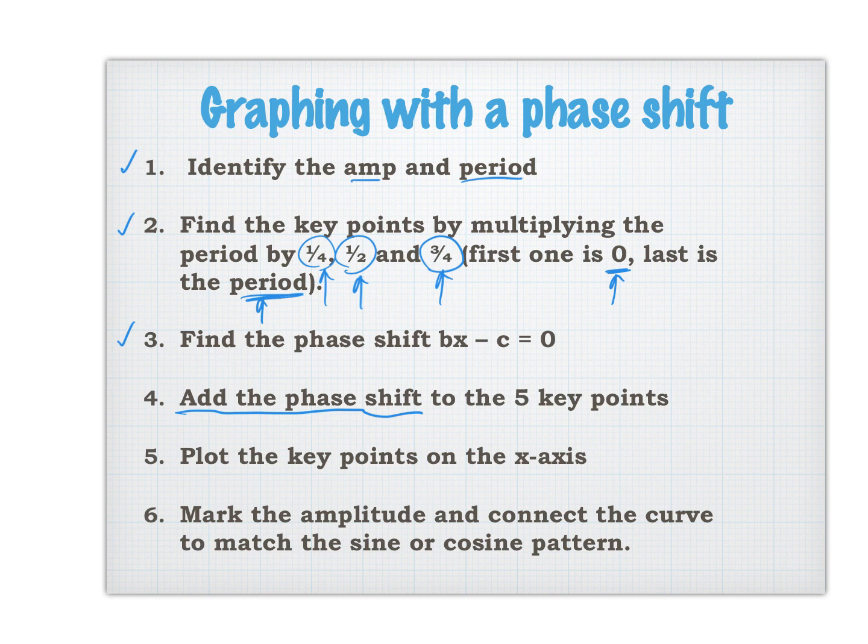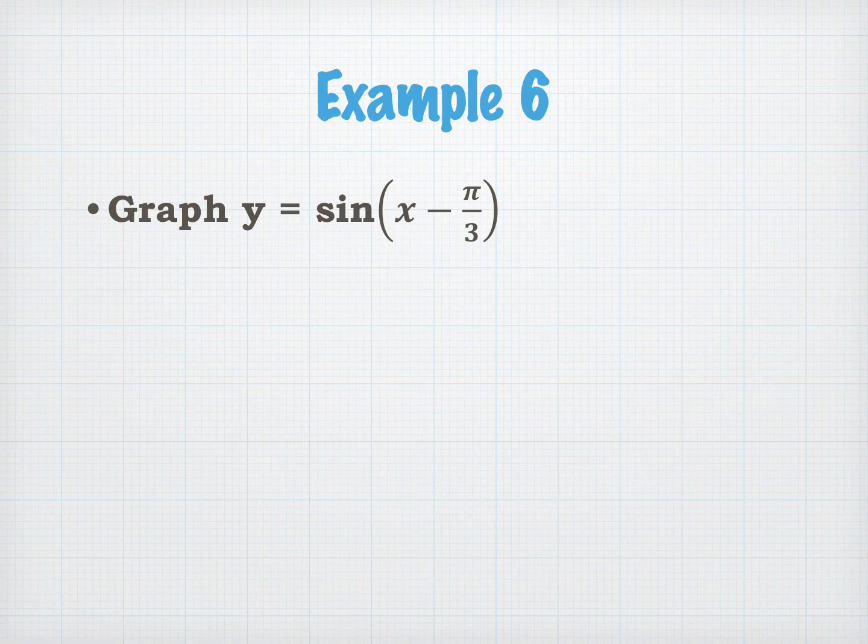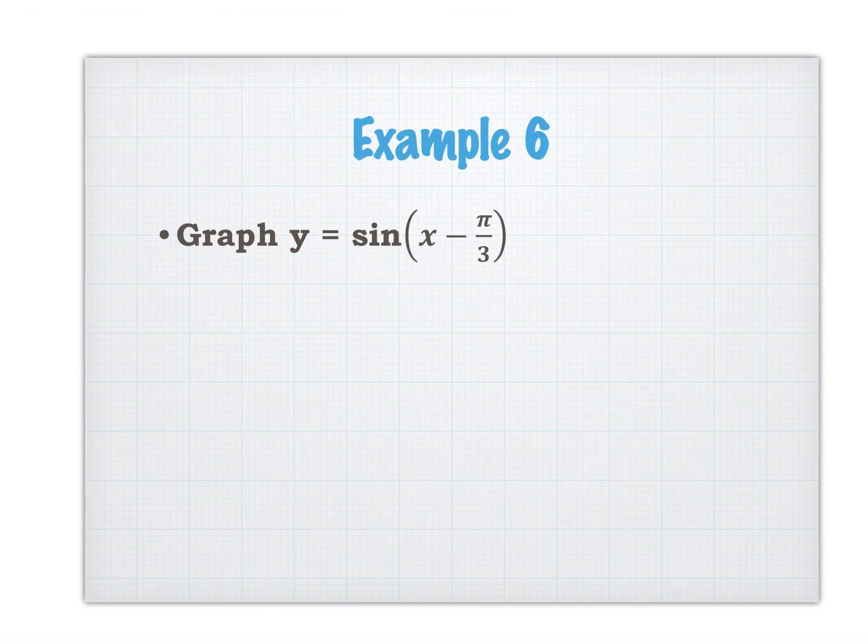You'll plot those key points on the x-axis, and then you'll identify your pattern and your amplitude and everything based on that shift. So I'm going to walk you through how to do that. Here we have a graph of y equals 1 sine of x minus pi over 3. In this problem, your a is 1, and so your amplitude is the absolute value of 1, or 1.